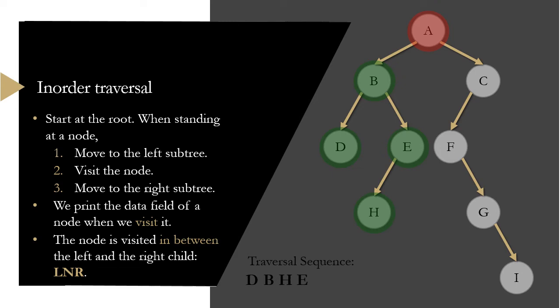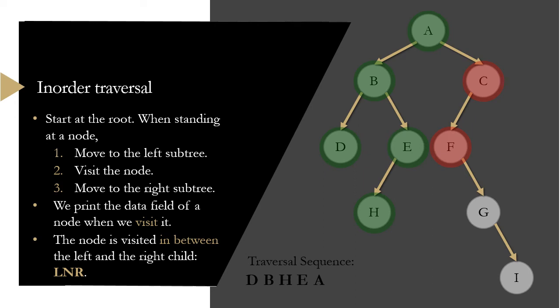You have just visited the whole of the left subtree of A, or you have completed step 1 for A. So now execute step 2. Visit the node. We print A. Does it have a right subtree? Yes. Move to it. We come to C. Does it have a left subtree? Yes. Move to it. We come to F.